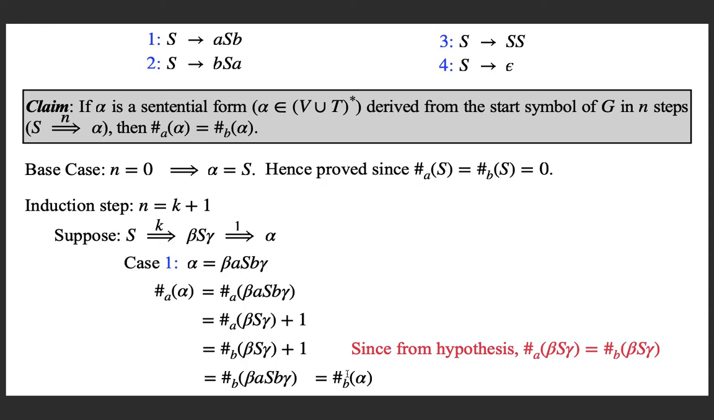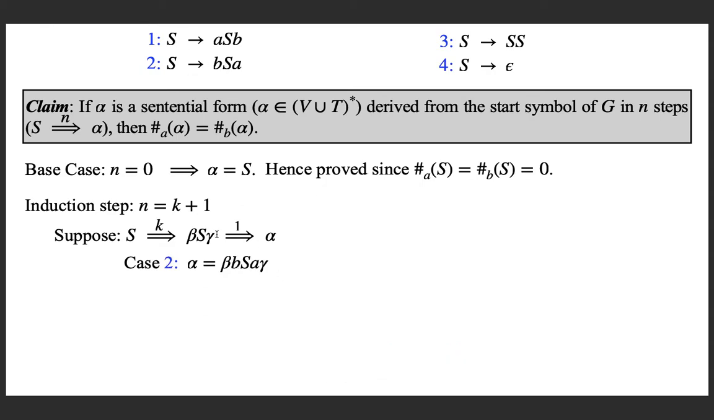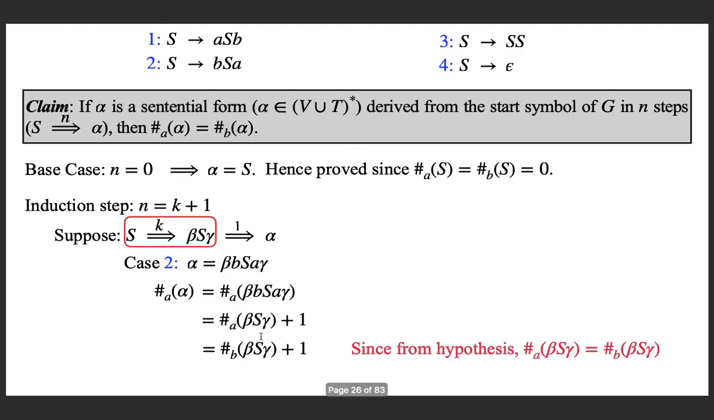Now see case 2, where we are applying this production. This is a very similar proof. The only difference is that rather than replacing capital S with small a S b, we are replacing it with b S a. That's the only difference. The proof is very similar. This is the number of A's in alpha. We can say that it is nothing but the number of A's here plus 1. And from the hypothesis we have these two quantities the same.